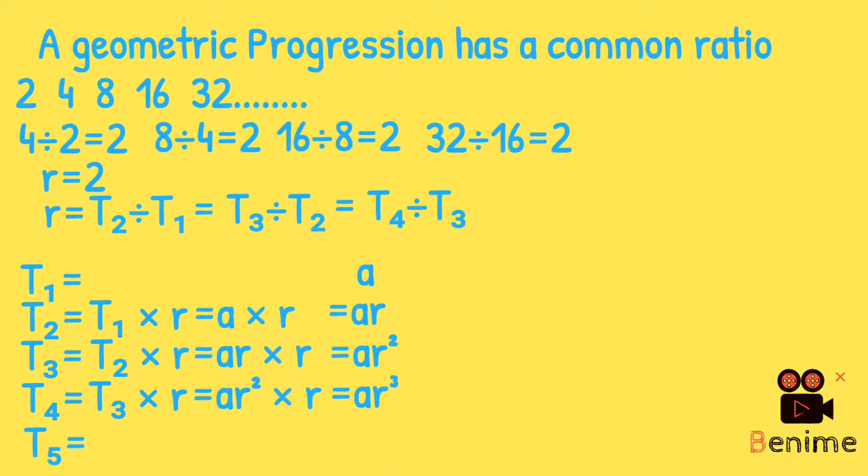Once you get T5, do T4 times R, which will give you AR raised to the power of 3 times R, which will give you AR raised to the power of 4. So that's T5. T5 is AR raised to the power of 4.